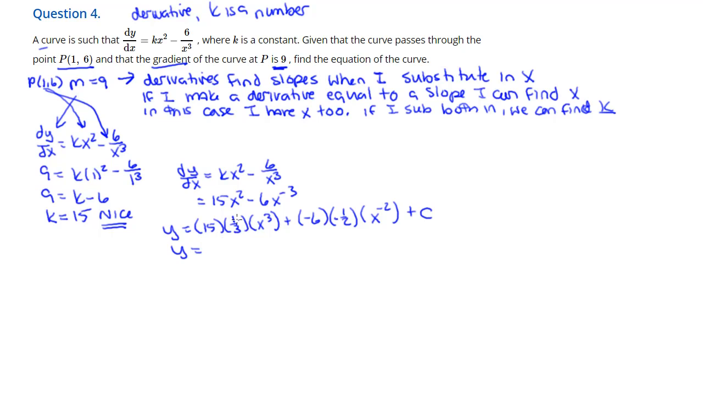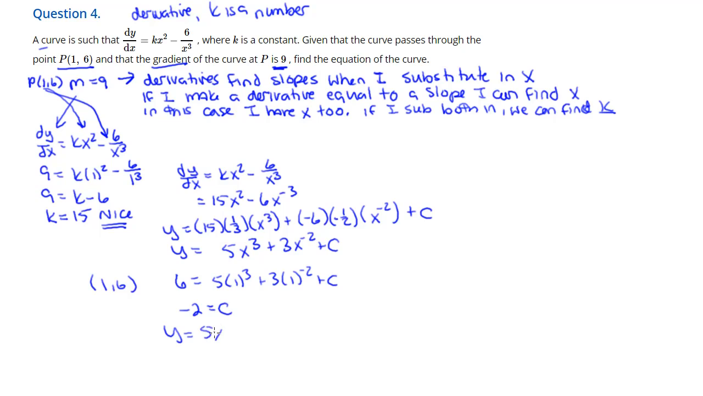And see, now all I got to do is clean it up. This is going to be what? 5x to the third plus 3x to the negative 2. Okay, so that's that. Now I've got (1, 6). That still is my point. If I plug that into my indefinite integral equation, I can find out what c is. So all I got to do is clean this up, and I find out that c is negative 2.